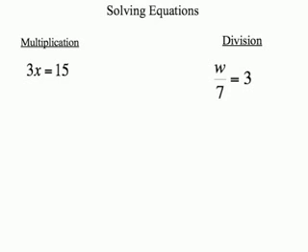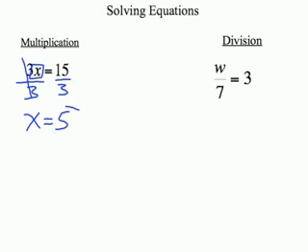For the next part here, solving equations. Again, the first thing we have to do is locate our variable. Our variable in this case is x. So we have 3 times x. Now, to undo multiplication, we must divide, since multiplication and division are inverse operations. 3 divided by 3 is 1, so all we're left with is 1x, which can be written as x. On the right side, we have 15 divided by 3 is 5, and x equals 5.